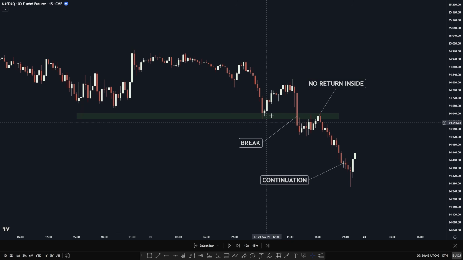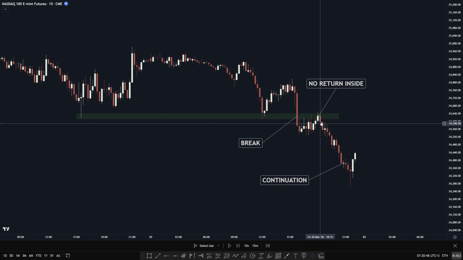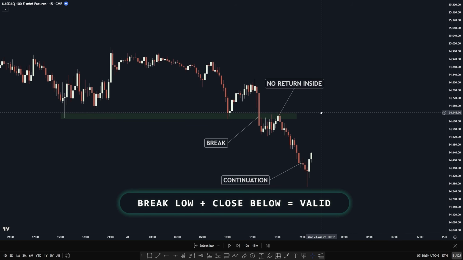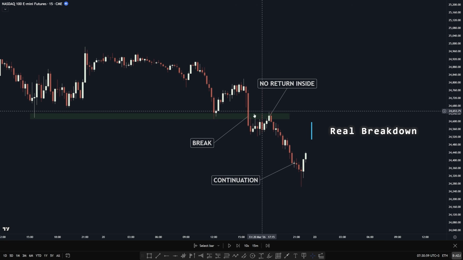This one looks similar initially, but it fails the test. Price breaks below a low and keeps closing below it. There is no fast return, no trap, and no shift above the last lower high. I don't call that a liquidity grab. This is a real breakdown.